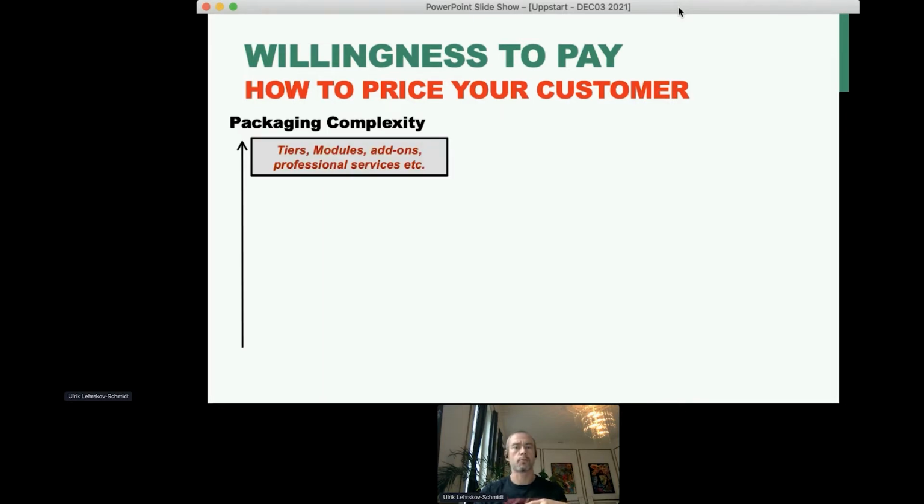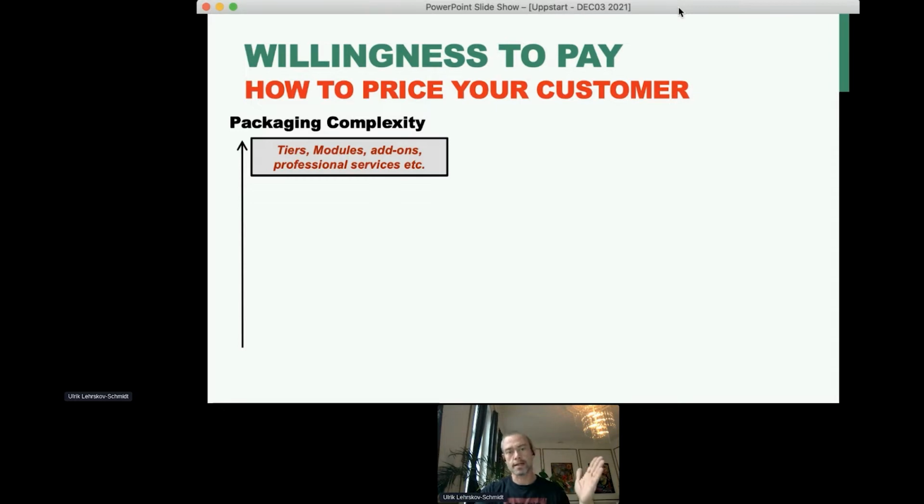On one end, you have what I call packaging complexity. So that is taking your product and not selling all of it to everyone, but breaking it up into tiers or modules or add-ons and spinning out professional services and selling them not as one thing, but as several individual things that the customer can choose to buy or not, which means that not every customer buys the same thing from you, but there is a discrimination between the purchase, which will also allow you to discriminate on the price.